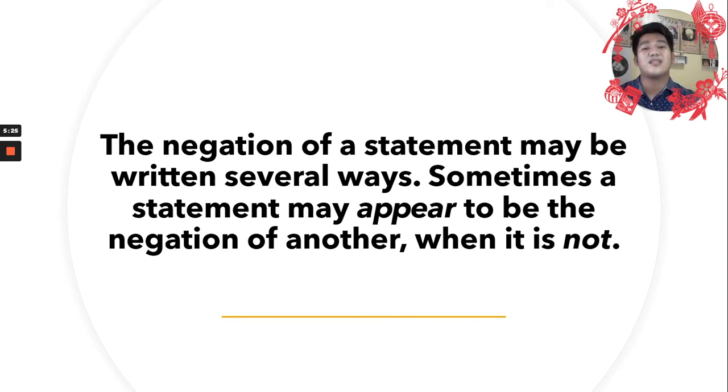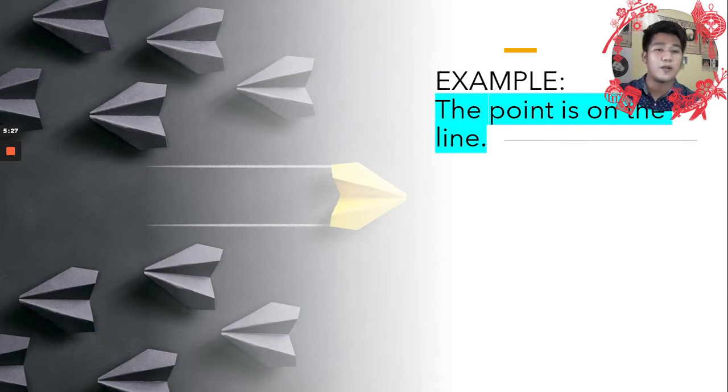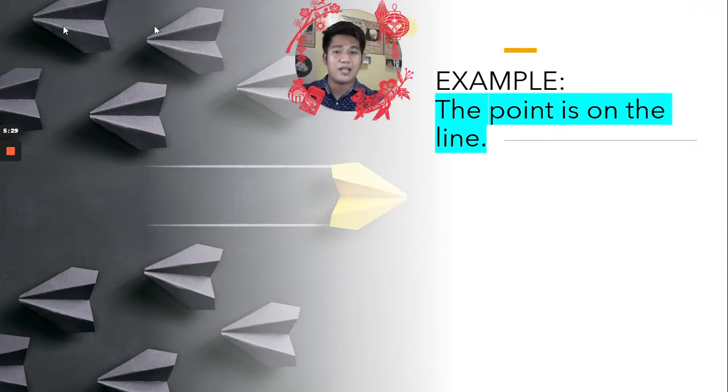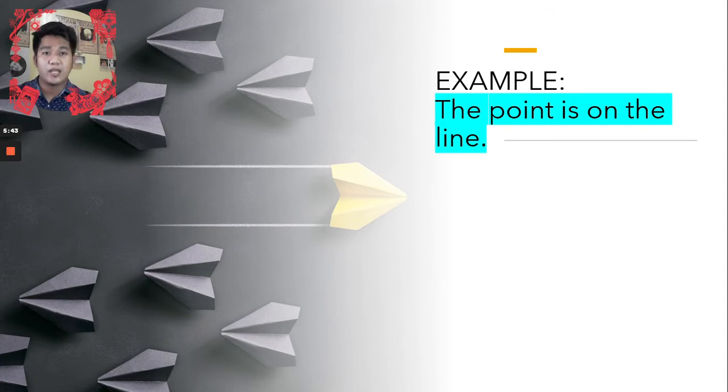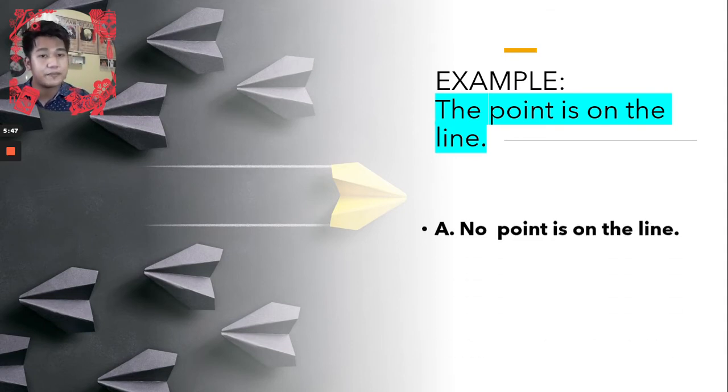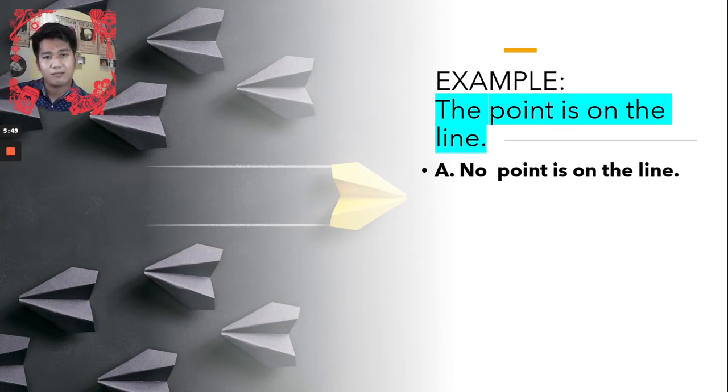So we can write it in several ways like this one. Example: the point is not on the line. Take note. Now, how are we going to negate it? It may appear like this, but it's not. No point is on the line. The point is on the line, then you will write its negation as no point is on the line.